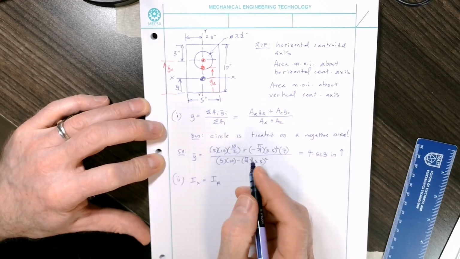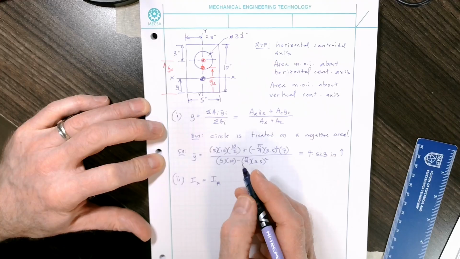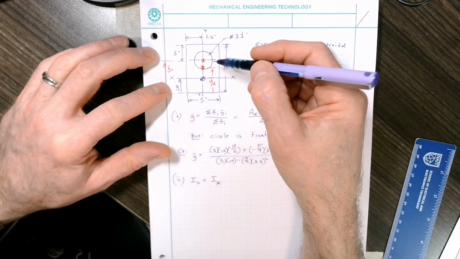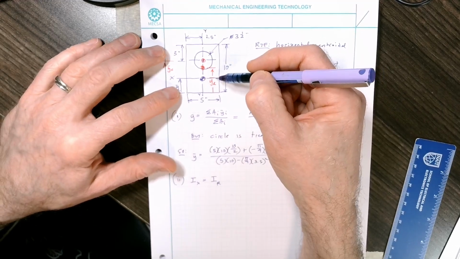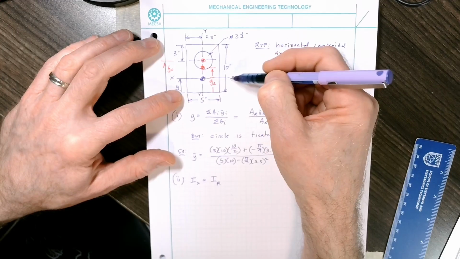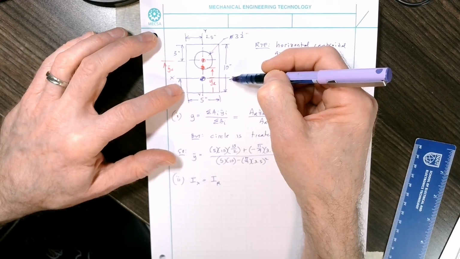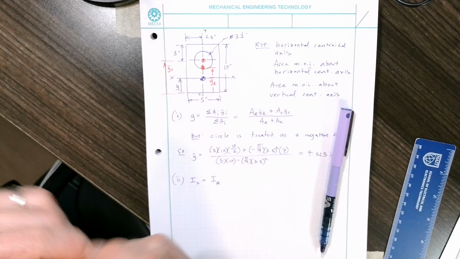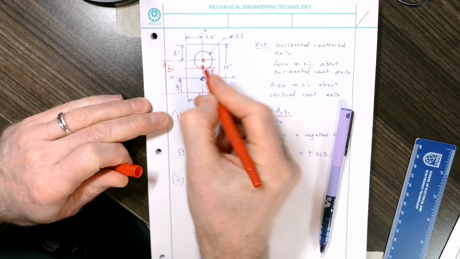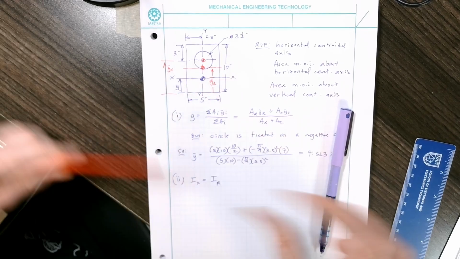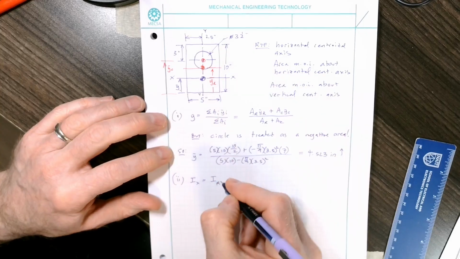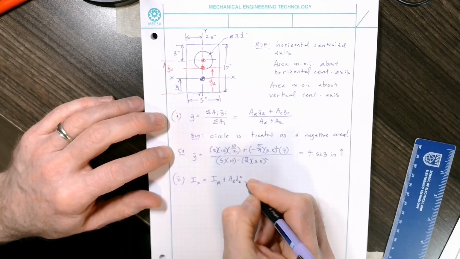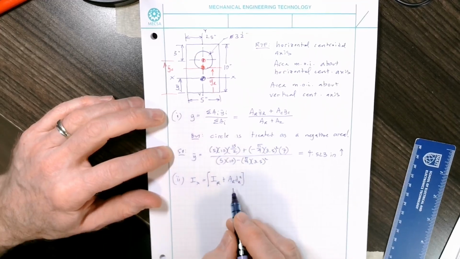Now we need the parallel axis theorem here because the moment of inertia of the rectangle is as though the circle didn't exist. Well, the centroidal axis of the rectangle doesn't coincide with the centroidal axis of the whole thing. That's why you need parallel axis. The centroidal axis of the rectangle is right here. And so we have that distance separating the two, and that distance is d rectangle squared. Okay, I need that parallel axis theorem.